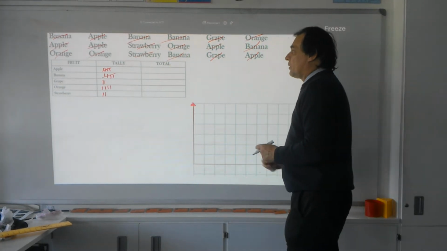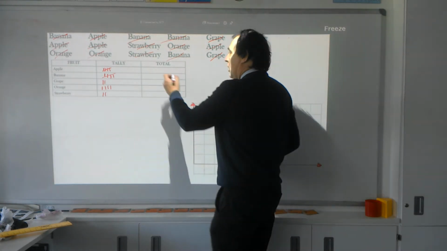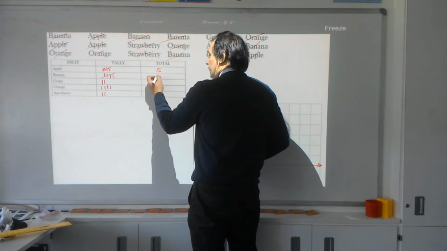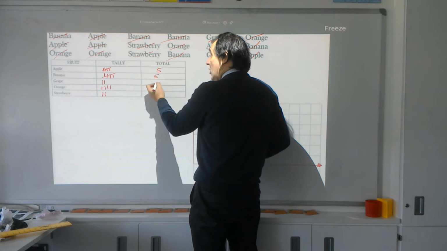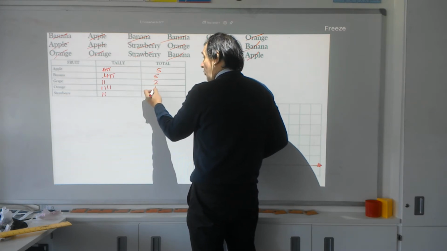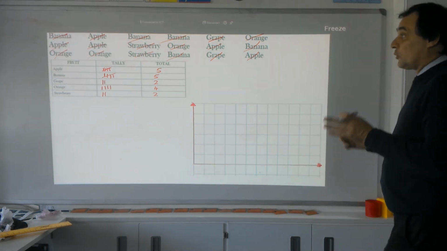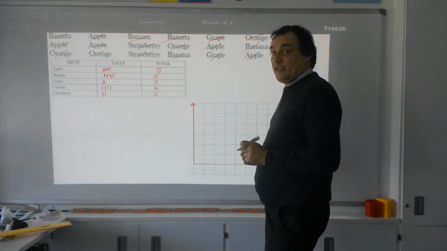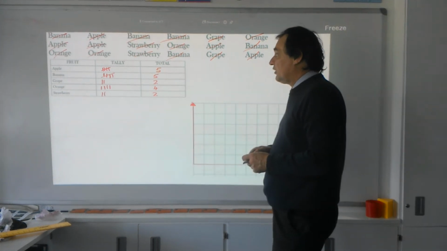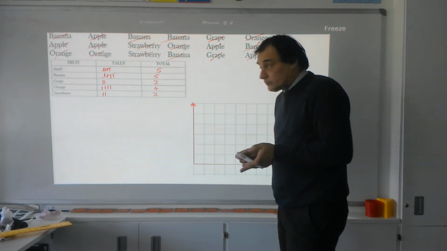We're now going to work out what the totals are. We've got a 5 for the apple, a 5 for the banana, a 2 for the grape, a 4 for the orange, and 2 for strawberry. So we've now completed our tally chart. Sometimes you might have tally charts that are larger than that or smaller.